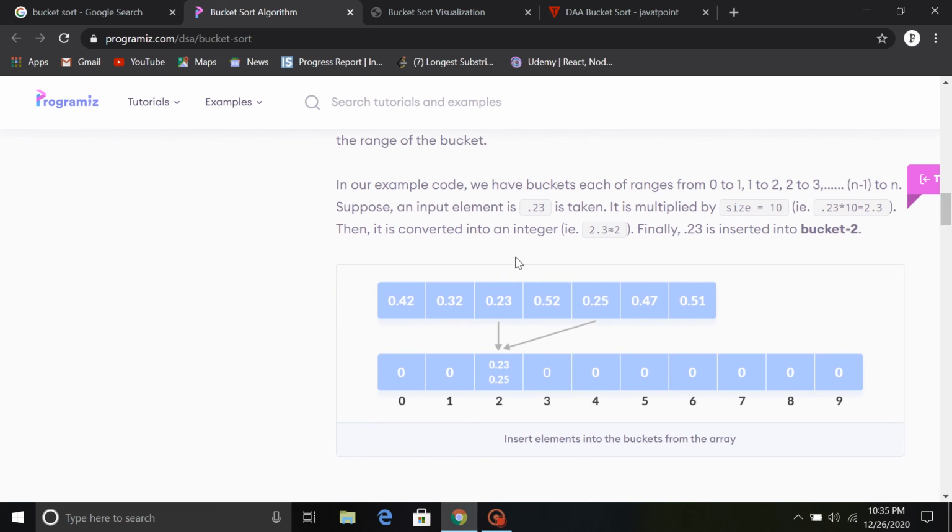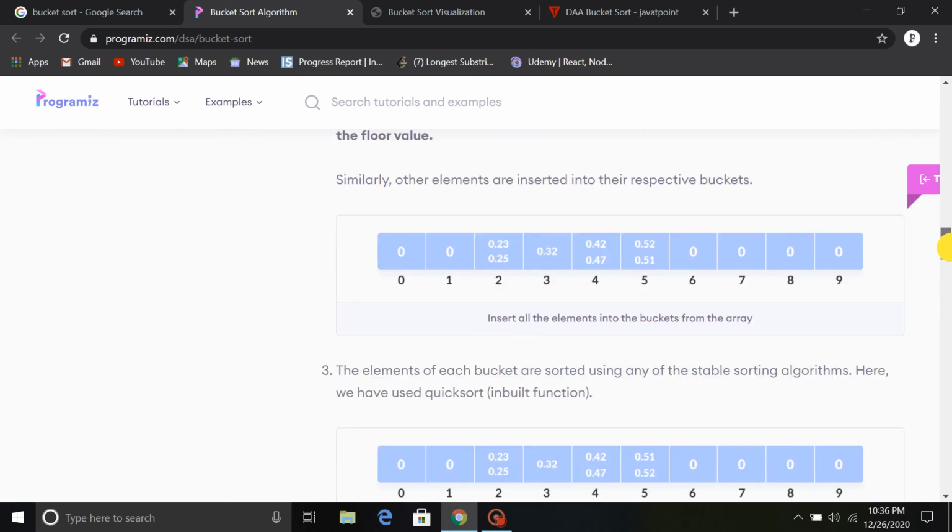Now we are applying the same procedure, that is multiplying the element 0.42, at index 0, by 10, and then applying the floor value of that. Let's consider this example first: multiplying 0.23 by 10 and then applying the floor value, we store it here. Then again the same for 0.25, and we store it here.